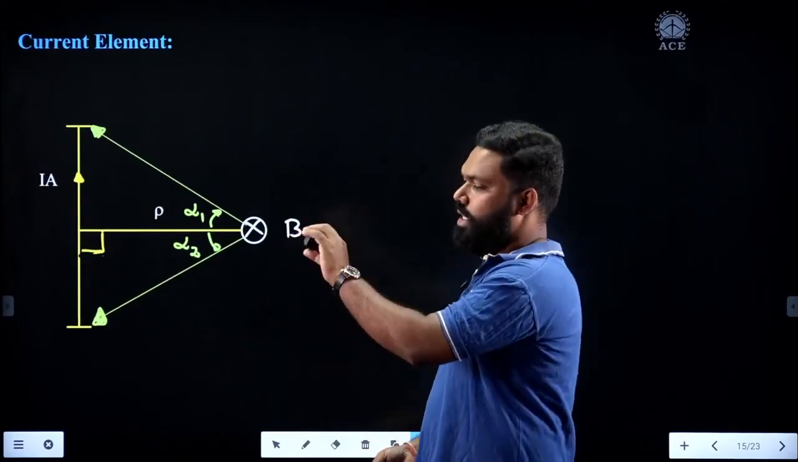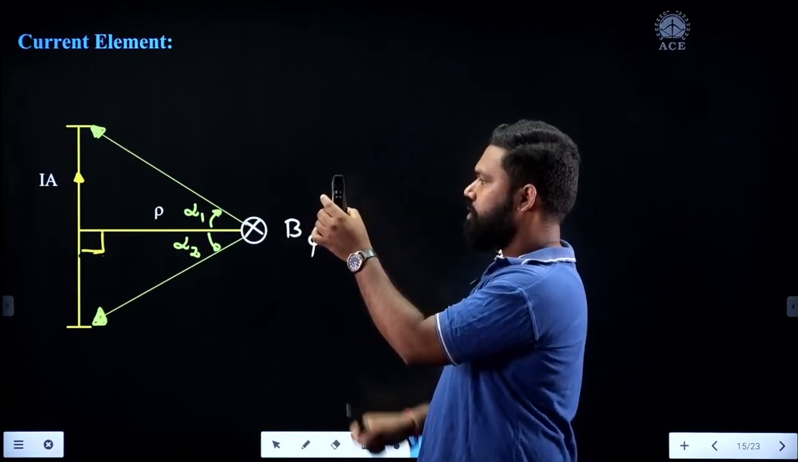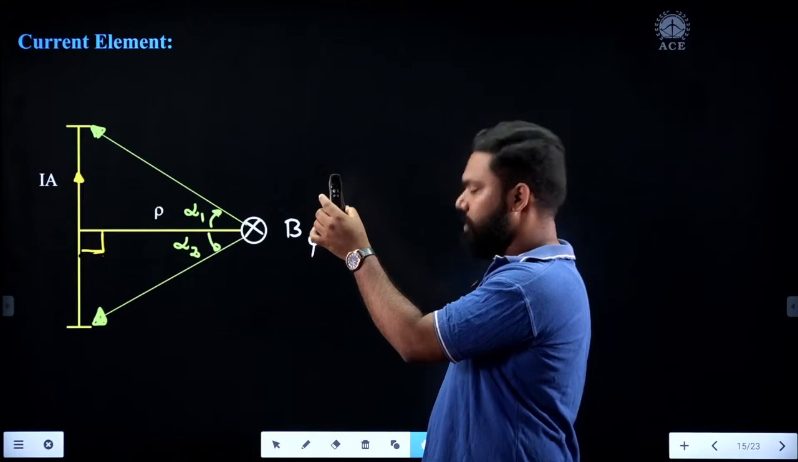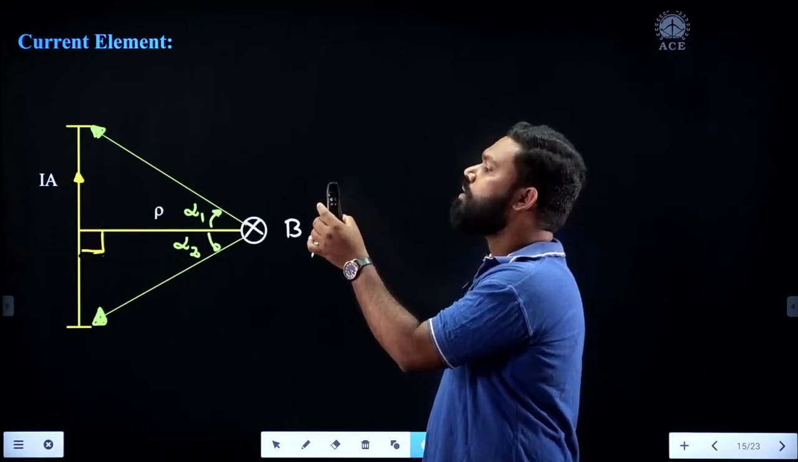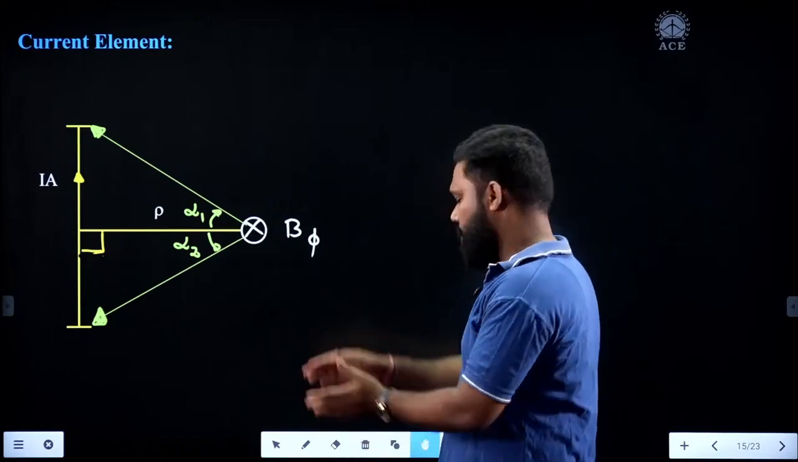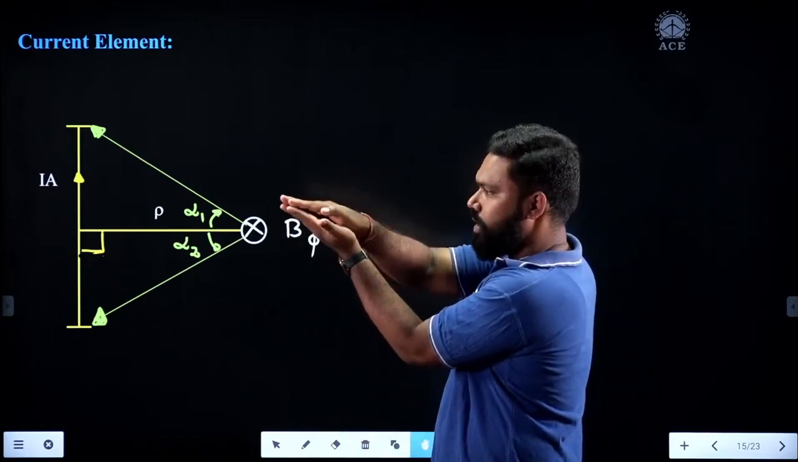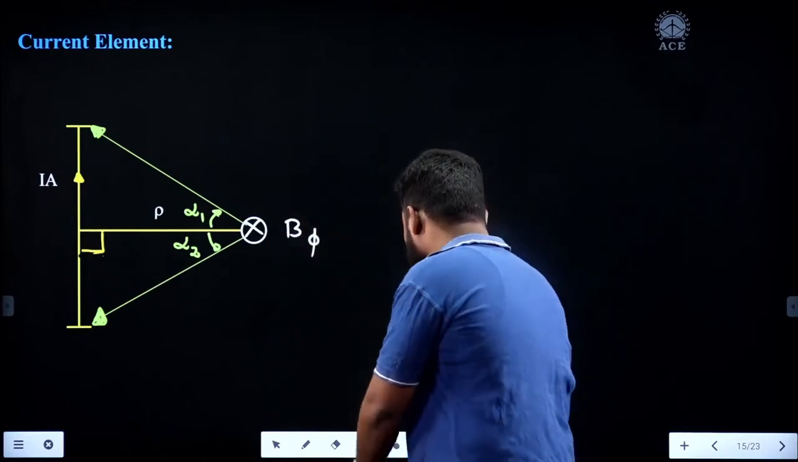Okay, there is a current carrying conductor. I want to find out what is the magnetic field at a certain distance. So I need to see this angle and this angle. What is this angle? It is alpha 1. This angle is alpha 2. Or remember something like this. This is alpha 1 and this one is alpha 2, or something like this. That is how the angles are defined.